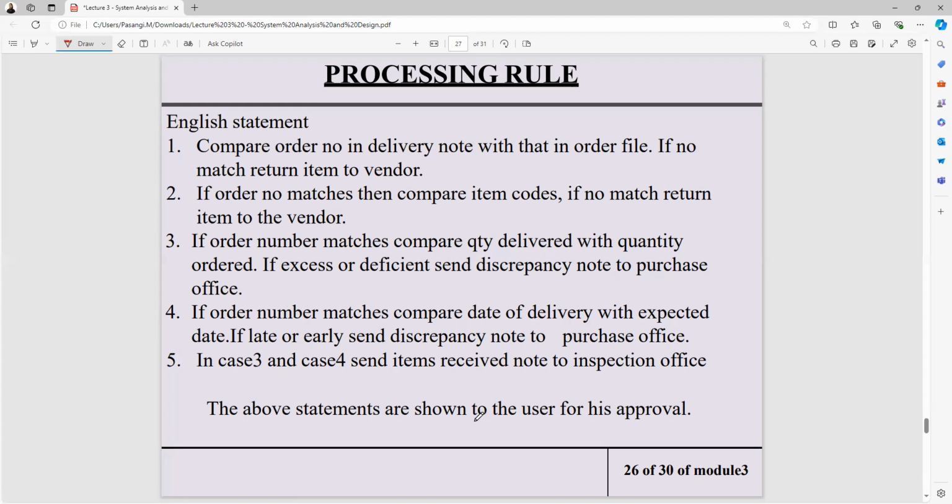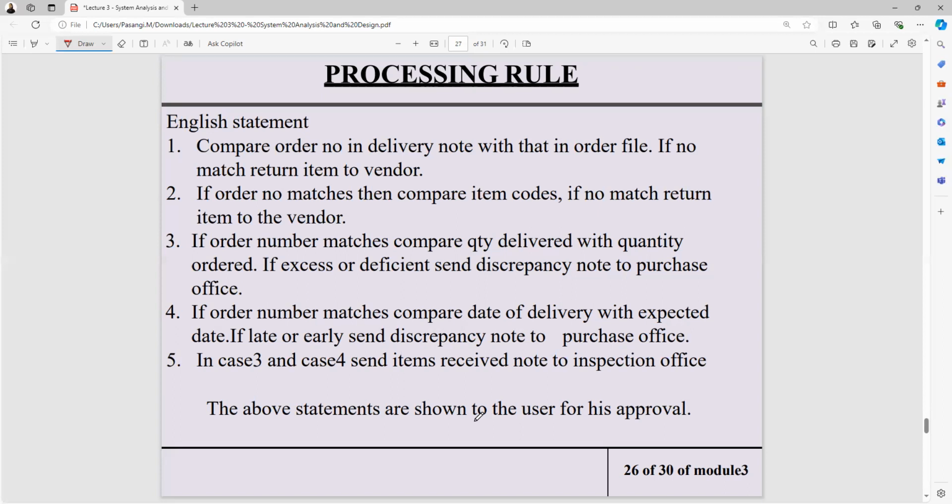As the second one, if the order number matches, then we need to compare the item codes. If no match, return item to the vendor. As the third one, if order number matches, compare quantity delivered with quantity ordered. Then if excess or deficient, send discrepancy note to the purchase office as well.